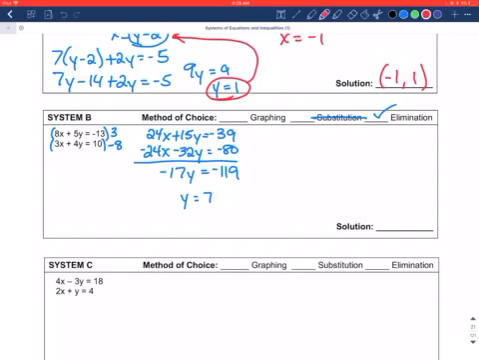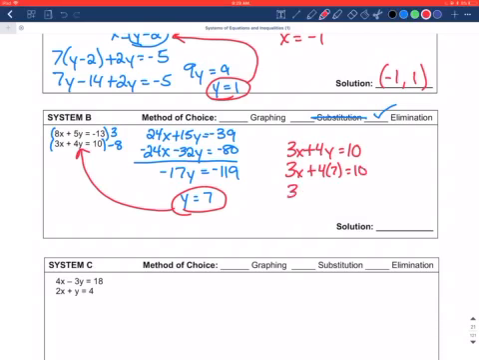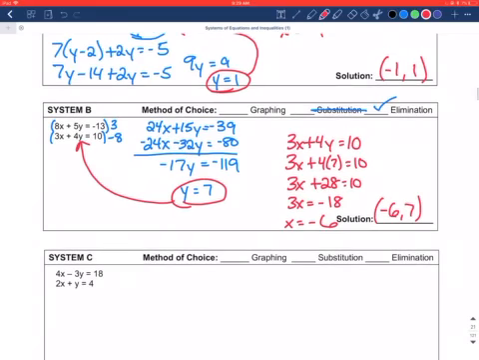We're going to take that y and plug it into the other one. And I will plug it into these left equations and not these right here because they're just smaller numbers. It's going to be a lot easier to work with. So we will do 3x plus 4y equals 10. I'm going to plug it into that one, and I'm going to plug that 7 in for y. So 3x plus 28, that will give me a negative 18, and x will be a negative 6. So we have negative 6, 7 as our solution there.